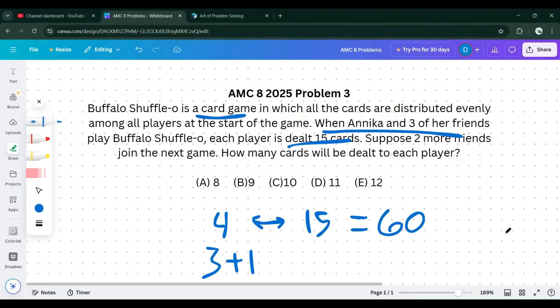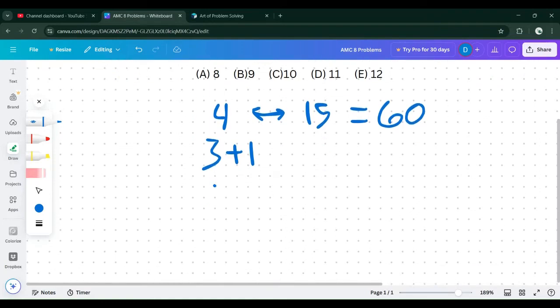Which means that this card game has 60 cards that can be dealt to the players. Suppose 2 more friends join the next game. So adding on to the 4 that are already there, there's 2 more in the next game, making the total 6.